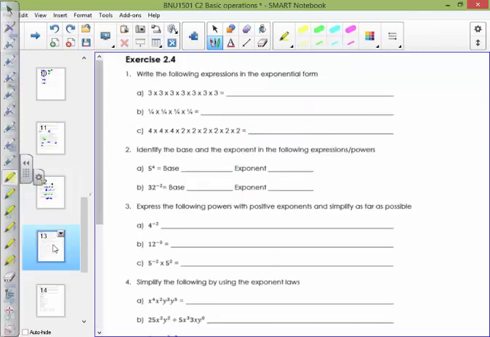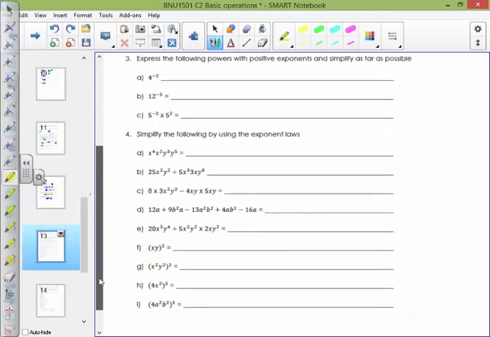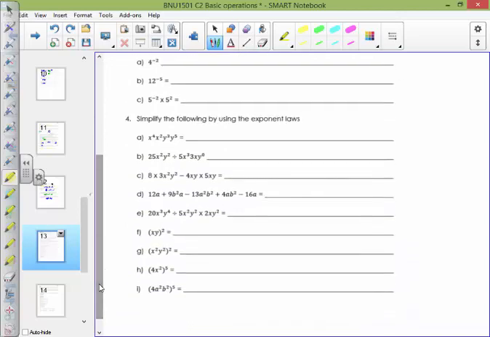Right, so exercise 2.4 is for you to do, and we will mark it when you are done.